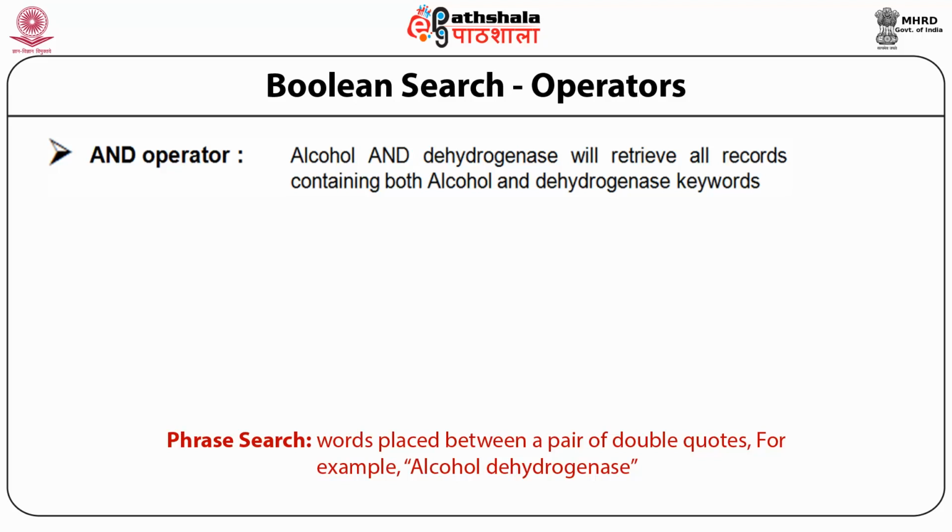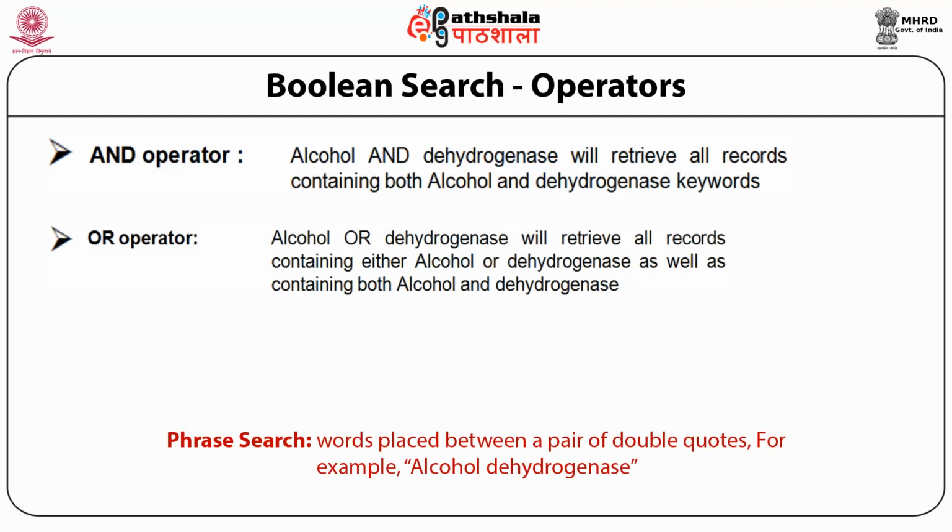The second operator, the OR operator, directs the database to find all those records which contain either search term separately in addition to all those records which contain both the search terms. This is equivalent to union in the Venn diagram.